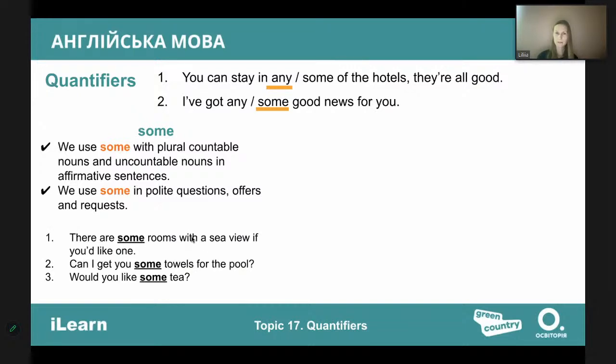All right. There are some rooms with a sea view. Positive sentence or affirmative, стверджувальне. Can I get you some towels? A polite question. Would you like some tea? An offer. So here, even though you can see a question mark, you still use some.